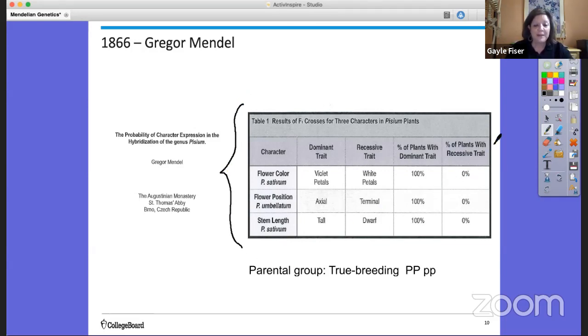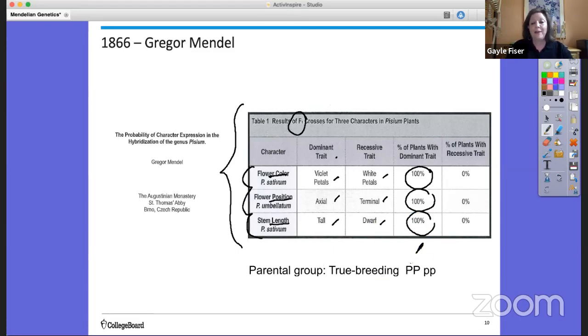So in his paper, and I'm just talking about 3 of the 7 traits here, we had flower color, flower position, and stem length. The dominant traits were violet color, axial flower position, and tall stems. White was recessive, terminal was recessive, and so was dwarf stem. But notice that this was his F1 cross. So in his F1 cross, 100% of each were dominant.